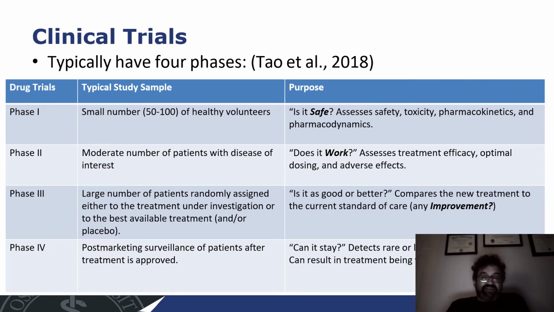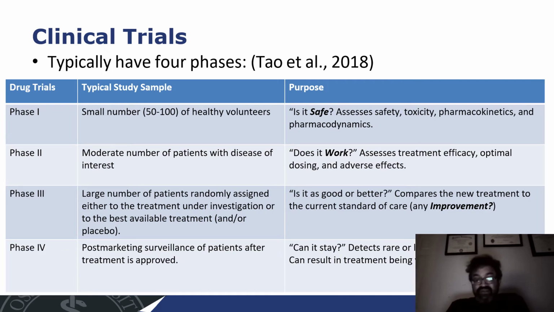So clinical trials are very important, and the purpose of every clinical trial phase is especially important. In phase 1, you have a small number, 50 to 100 individuals, of healthy volunteers. Now, is it safe? That is the question. It assesses safety and then toxicity, pharmacokinetics, and pharmacodynamics.